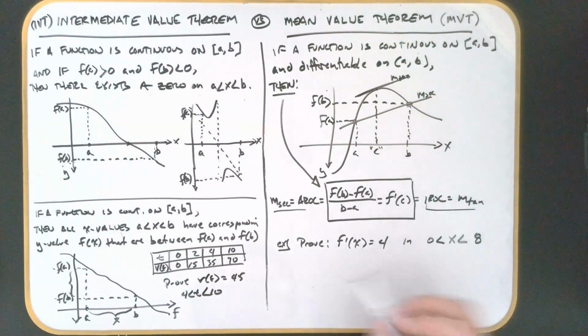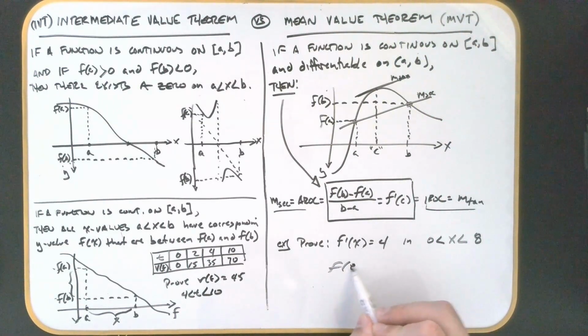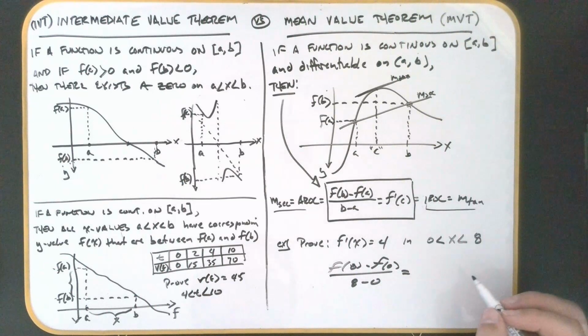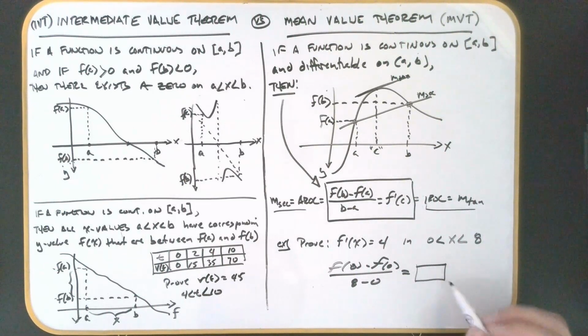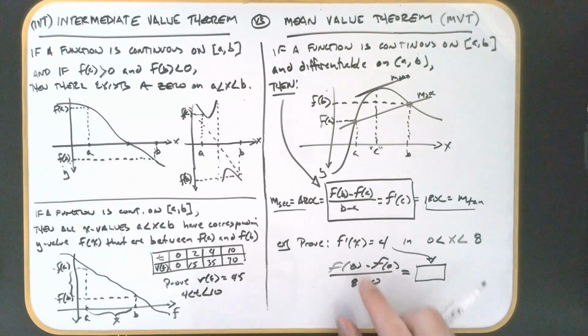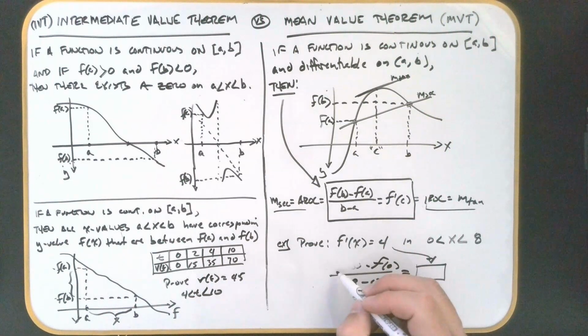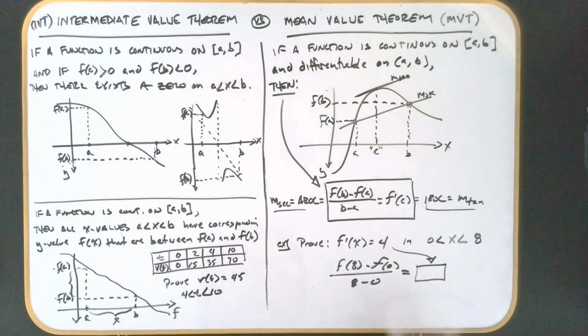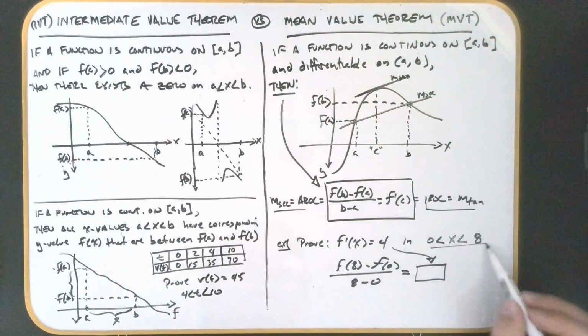So the way you prove it is this. You do f of 8 minus f of 0 all over 8 minus 0. Now, if that equaled 4, you just showed it. And usually that's how they set up the problems. So make sure you can read that there. And where I got the 8 and the 0 was right here from my example.